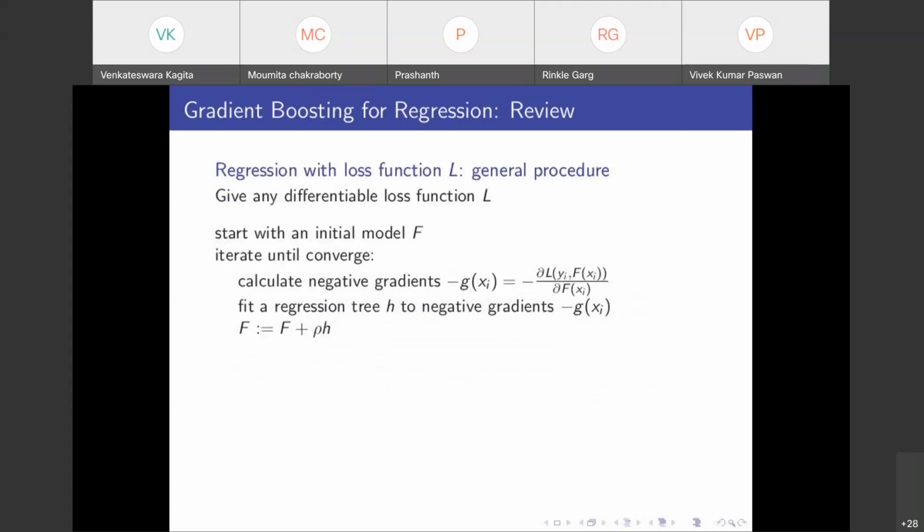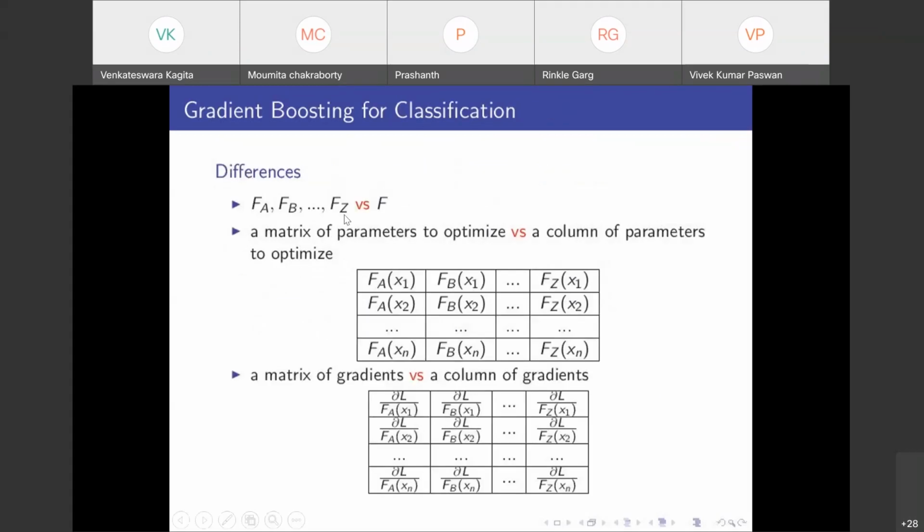So this is our general procedure for the regression. Just to review, we start with the initial model F, calculate the negative gradient, minus z of x, fit a regression model to the negative gradient, and update the model as F equal to F plus H. This is what we have done in the case of regression. So let's see the classification. For classification, we have 26 models instead of one model as in regression.